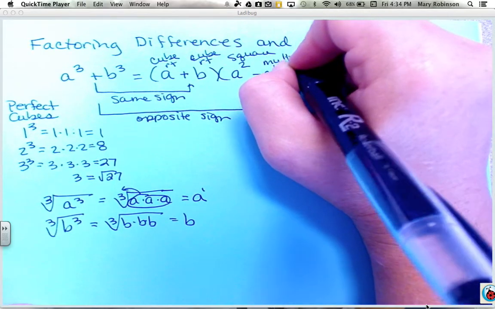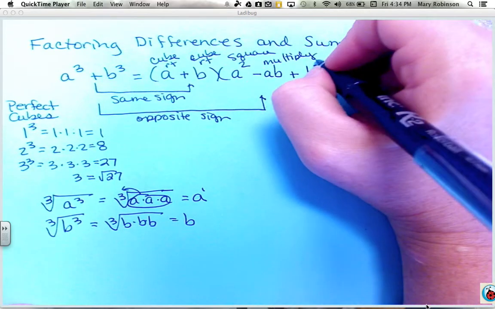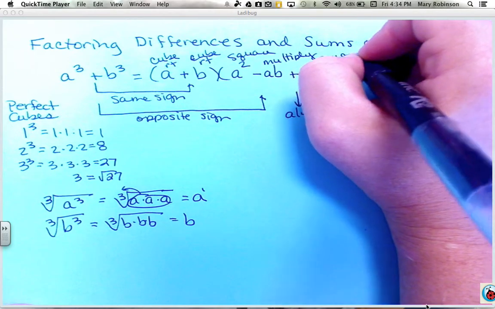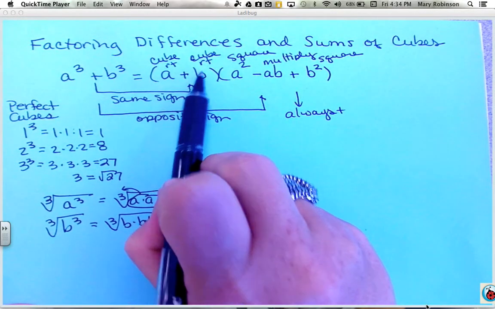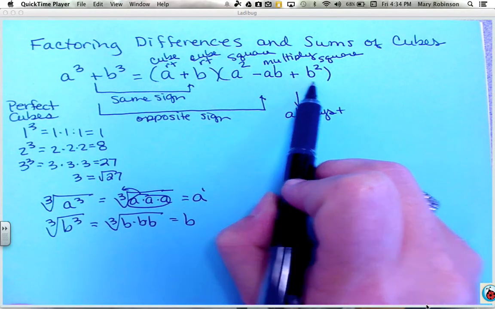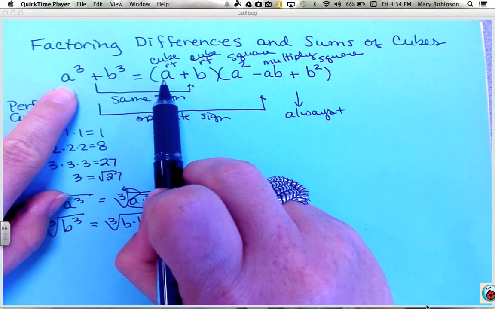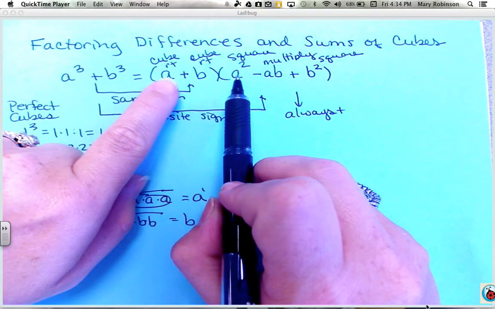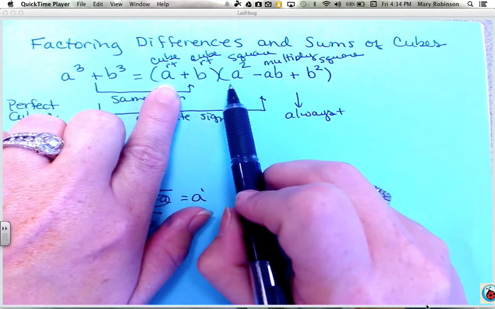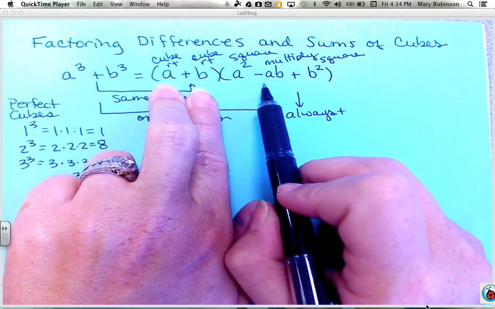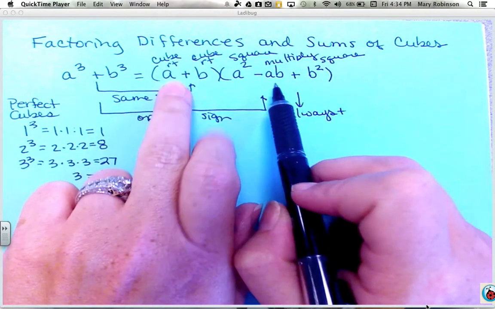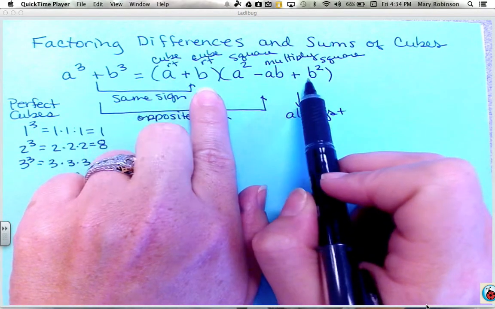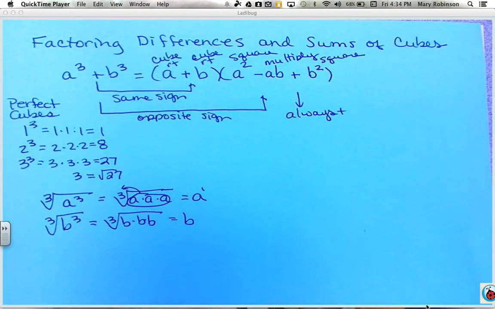So you'll hear me say often, cube root, square, multiply, square. Cube root, square, multiply, square. Cube root of the first term in your polynomial, cube root of the second term. Then you square the first, then multiply these 2, and then square the last. So square, multiply, square. All right?